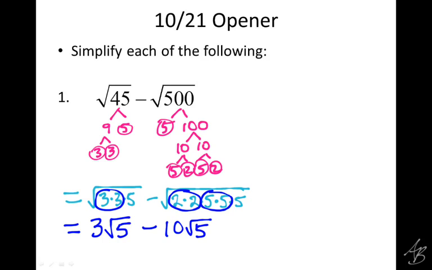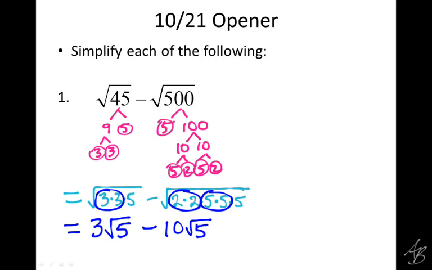Good. So those circled pairs are going to go on the outside, but they go on the outside as just one number. So remember, when we have a pair of 3s, it's just a single 3 by itself on the outside. Okay? Now, we've simplified them, so the next thing we want to do is look for like terms and combine them if we can.